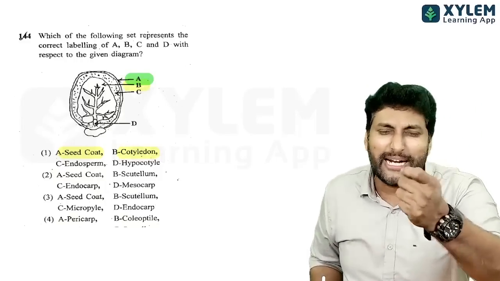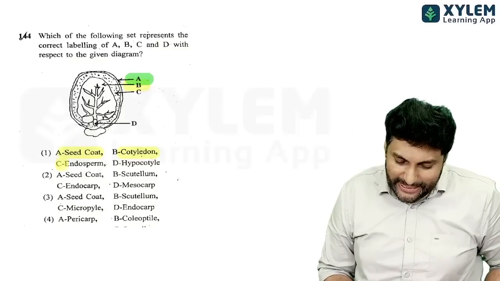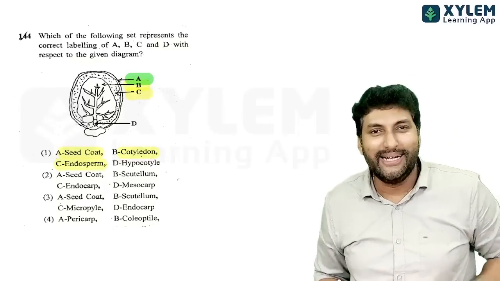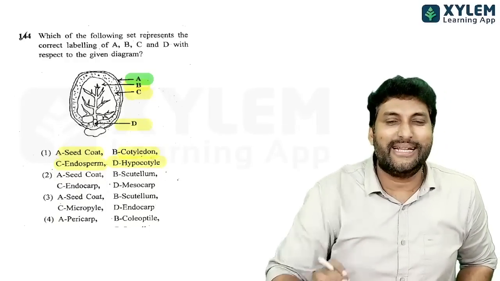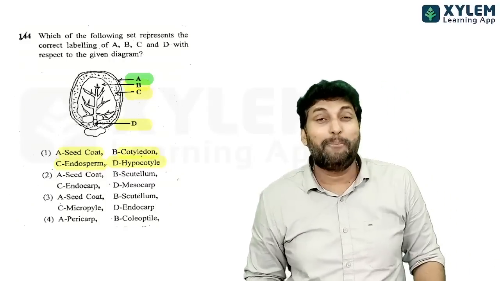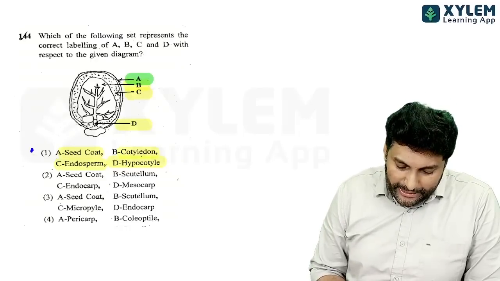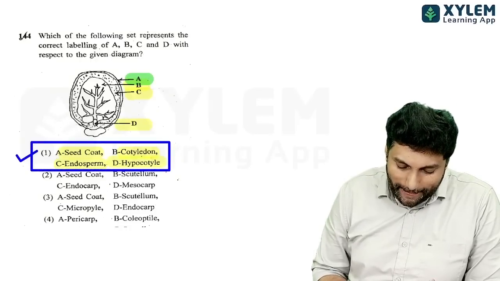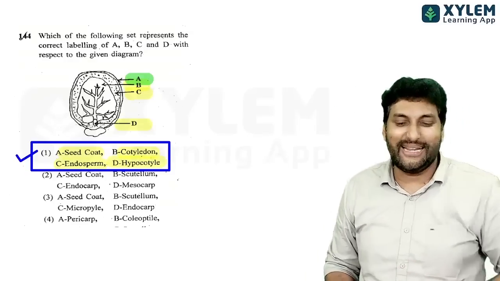A little bit confusing question. Those who have memory only can answer this question. And C is endosperm, near to the seed coat. And D you can see in the diagram is given as hypocotyl root axis. So the right choice, number 1, is the correct one. Memory is needed very much in this question.